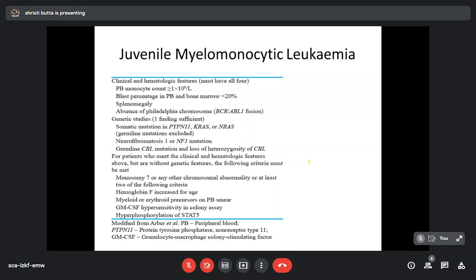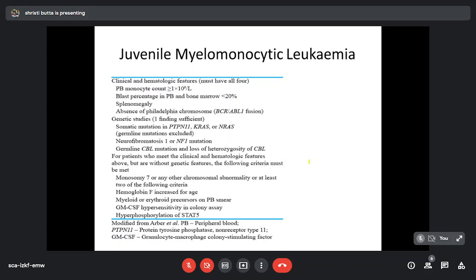The clinical and hematological features here are again a monocyte count of more than or equal to 1 into 10 to the power 9 per liter. Blast morphology is myelo and monocytic, that is, it is both myeloblasts as well as the monoblasts, but they are less than 20%. There is splenomegaly, there is absence of Philadelphia. Genetic studies show at least one needs to be present, that is a PTPN11, KRAS or NRAS mutation. Okay, neurofibromatosis type 1, that is NF1 mutation, a germline CBL mutation.